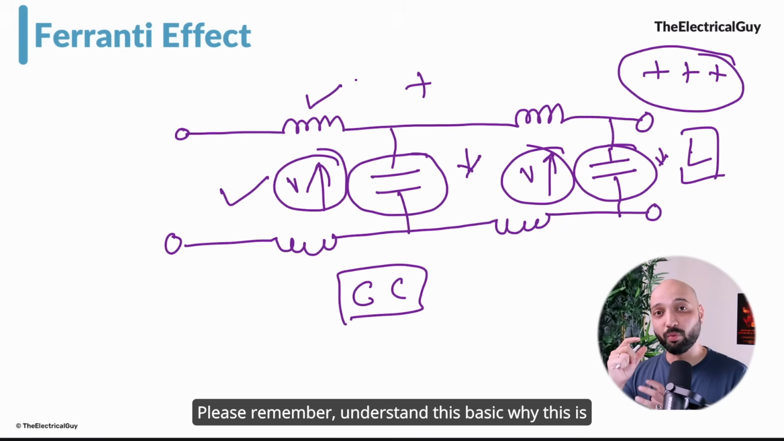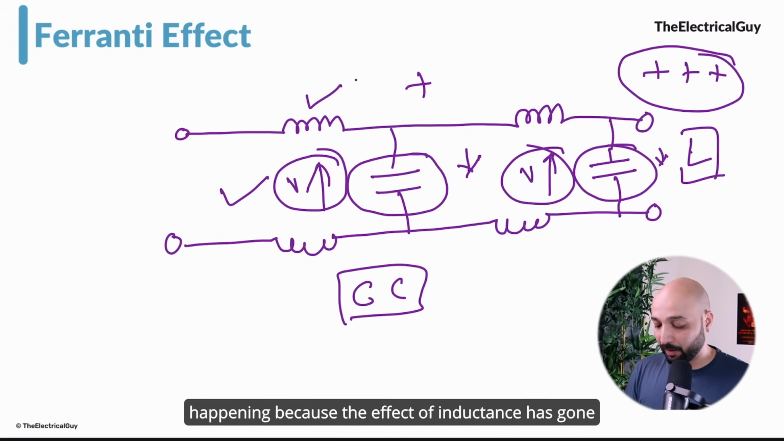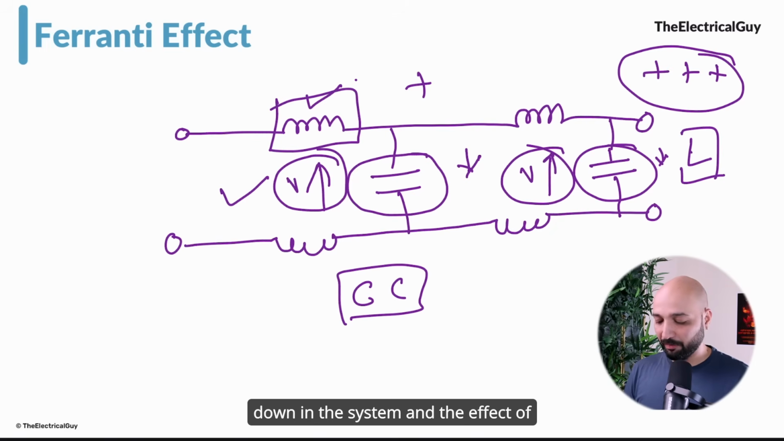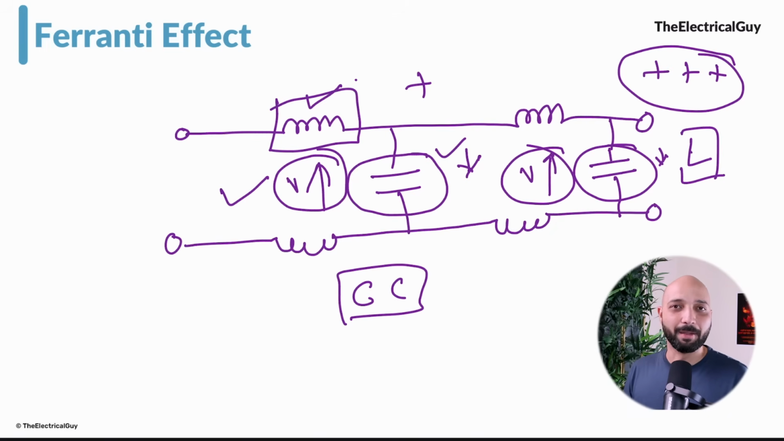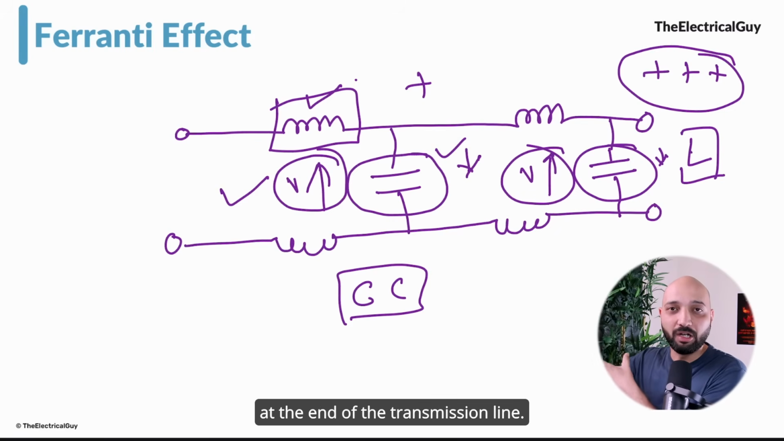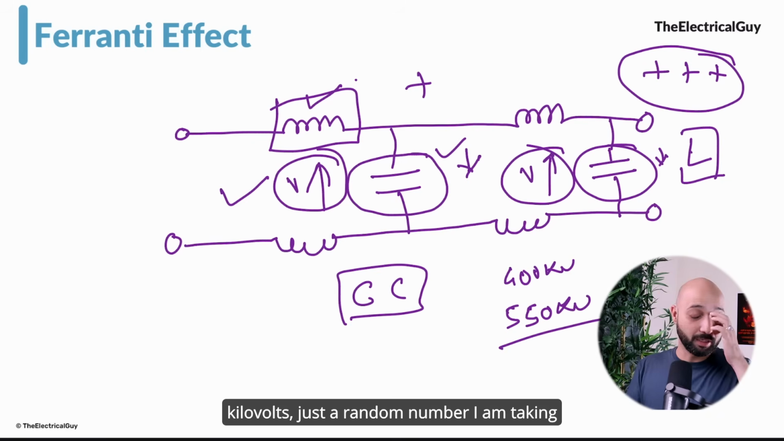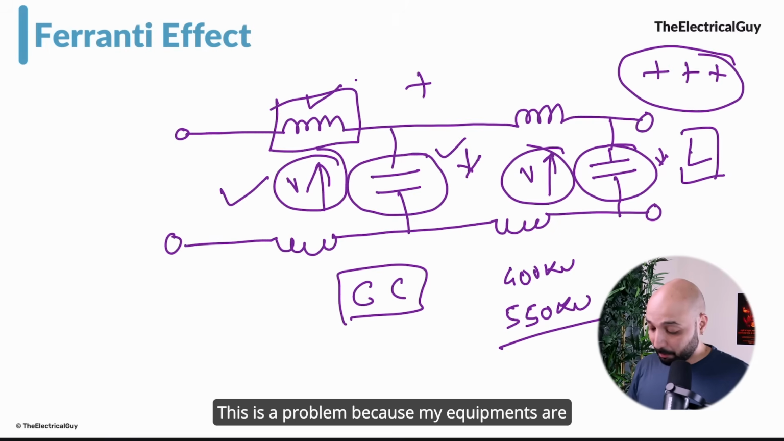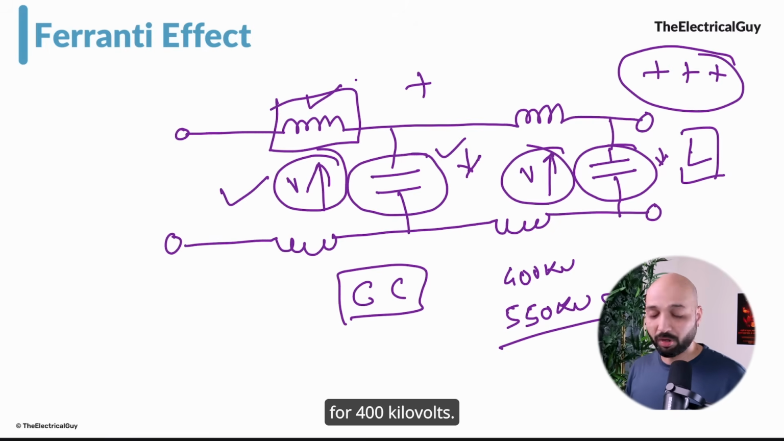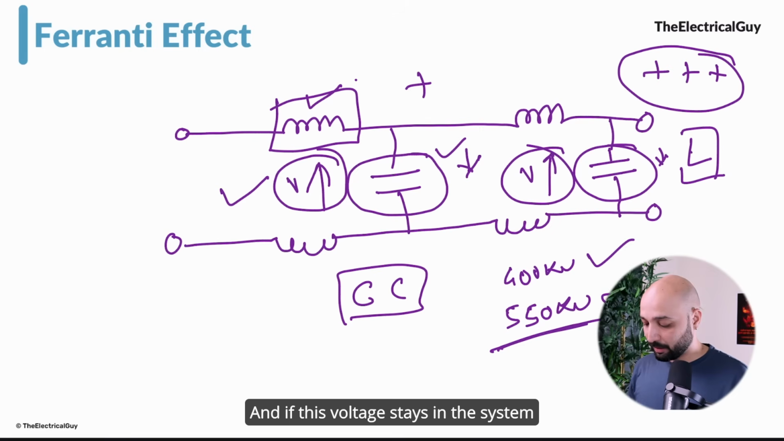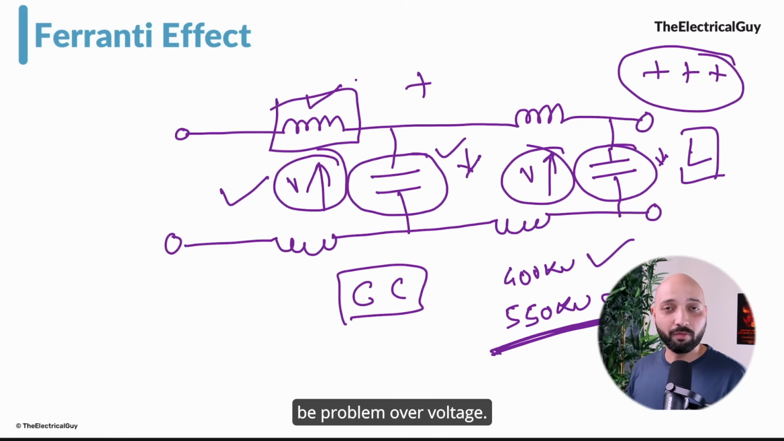Please remember, understand this basic. Why is this happening? Because the effect of inductance has gone down in the system and the effect of capacitance dominates the system. That's why there is a voltage rise at the end of the transmission line. And this is a problem because if I'm expecting the voltage to be at, let's say, 400 kilovolts, but I'm getting 550 kilovolts, just a random number I'm taking for understanding, this is a problem. Because my equipment is not meant for 550 kilovolts, it is meant for 400 kilovolts. And if this voltage stays in the system for a long time, of course, there will be an overvoltage problem. And this is something we must avoid.